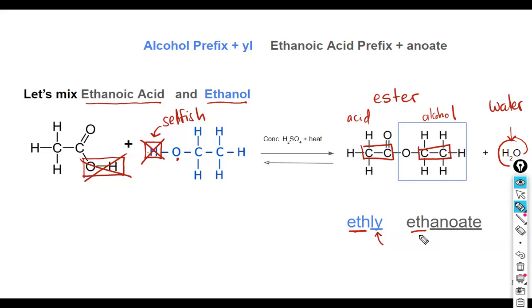Someone asked if it's okay to put the ethanoate part first. The answer is no. The alcohol part of the name has to come first, even though in the structure, the alcohol part comes second. Look at it. The acid part comes first here, and the alcohol part comes second. But when you're naming it, the alcohol name part comes first, and the acid part comes after. Kind of unfair, right? I mean, if the acid came first, why didn't he put his part in the name first? And that is what has confused a lot of people.